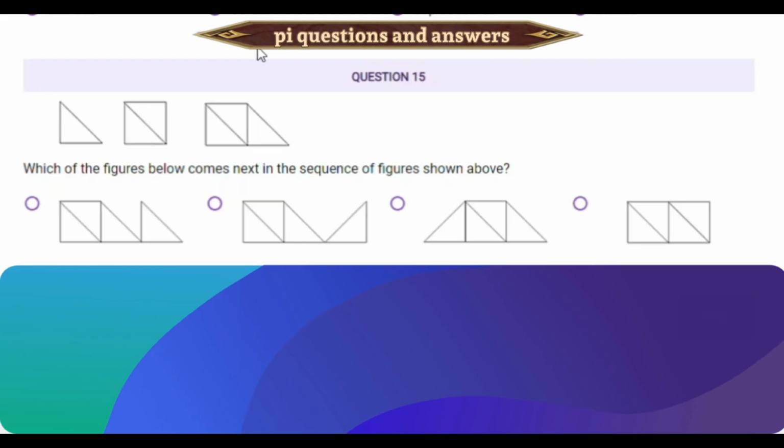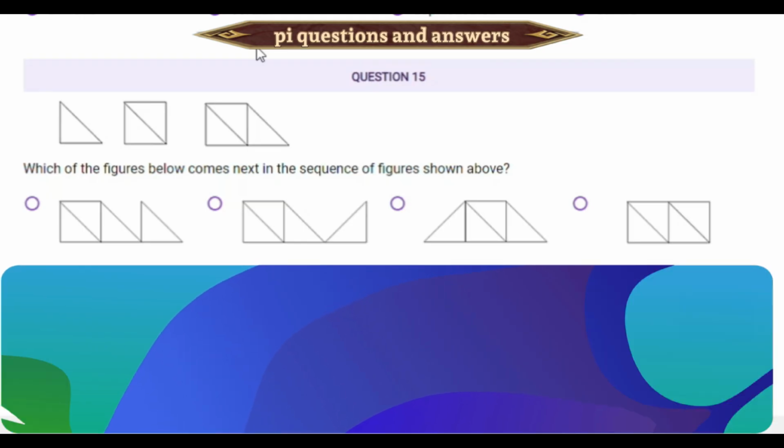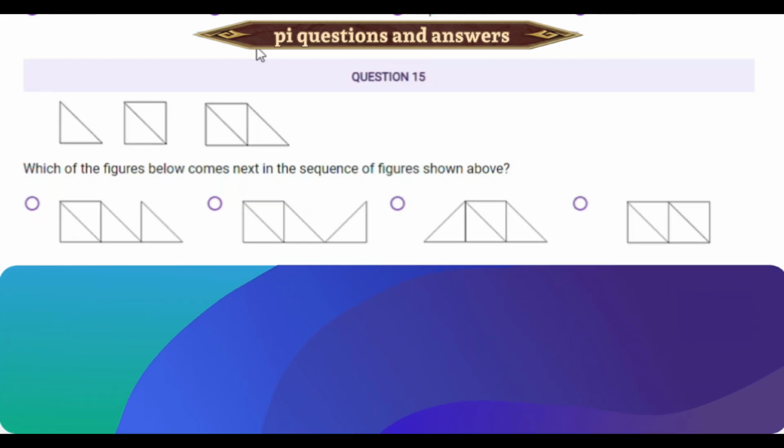Question 15. Which of the figures below comes next in the sequence of figures shown above? Explanation: the question asks us to identify the next figure in a given sequence of 3 figures. Let's examine the pattern in the sequence. Figure 1, a right-angled triangle. Figure 2, a square divided into 2 triangles by a diagonal line. Figure 3, a shape formed by a square and a triangle joined together. The square is divided into 2 triangles by a diagonal line, and a right-angled triangle is attached to one of the sides of the square.